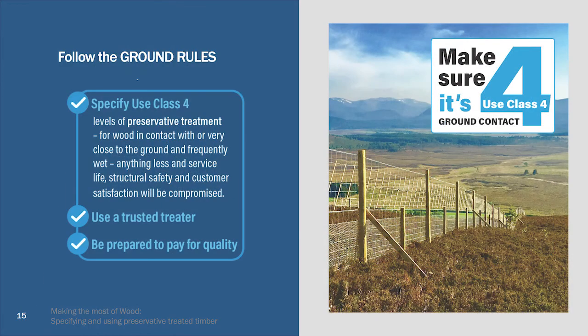When ground contact timber is treated correctly to use class 4, it's fit for purpose. Evidence from the independently managed large-scale WPA UK field trial of treated fence posts supports this. Anything less than UC4 in ground contact and service life, safety and customer expectations may be compromised.